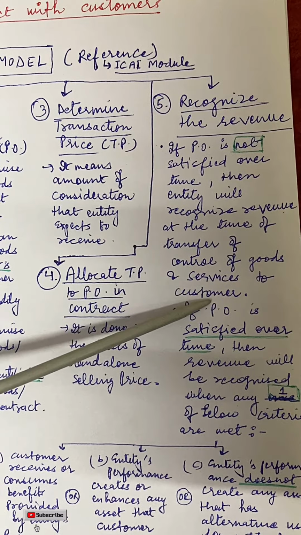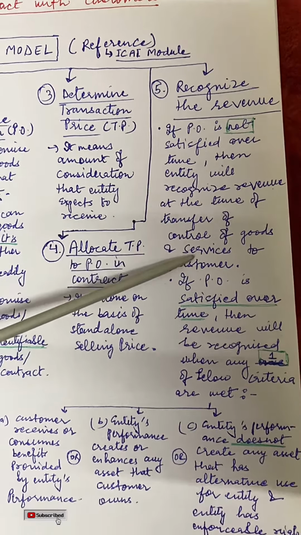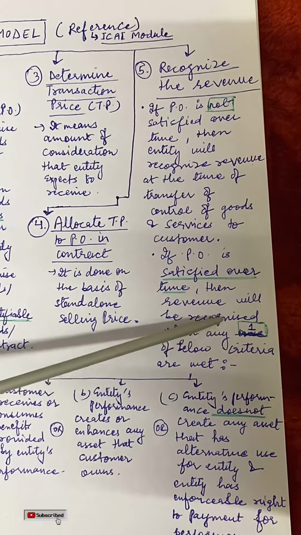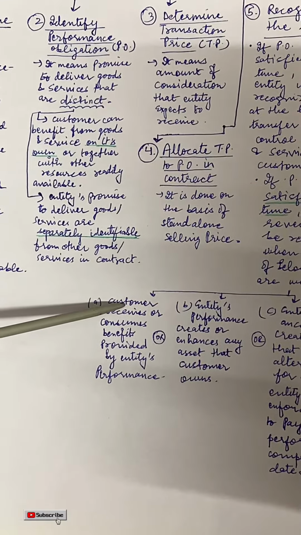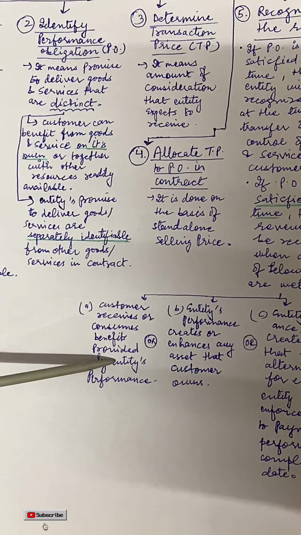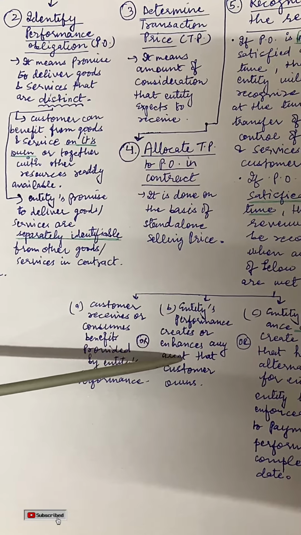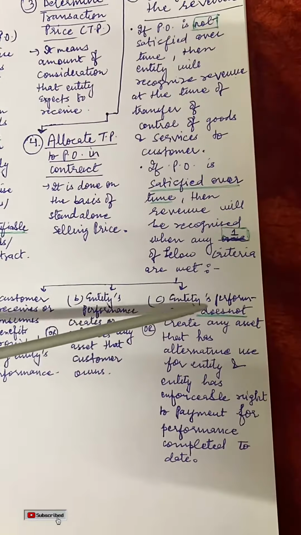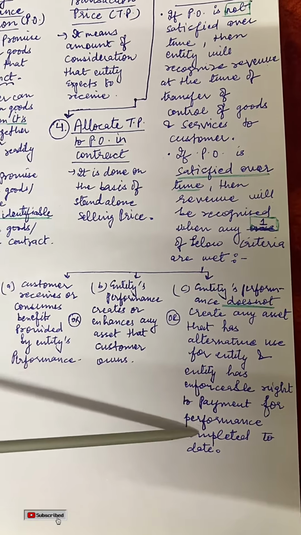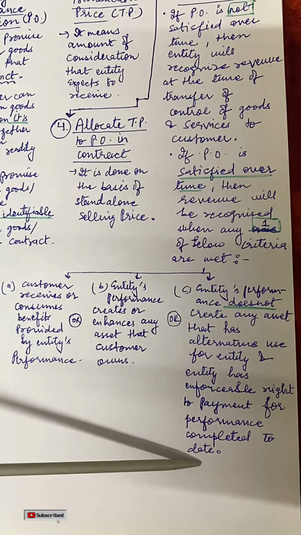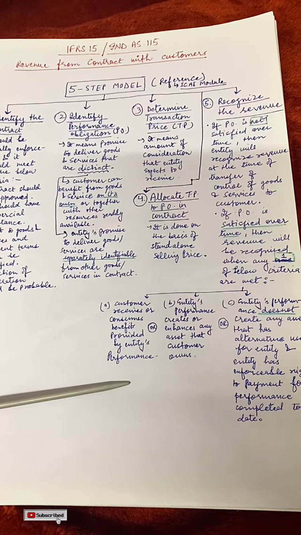If it is satisfied over the period of time, then there are 3 conditions for recognizing the revenue. If any one condition is fulfilled, then the revenue will be recognized. Any one of them needs to be fulfilled. Number 1, customer receives or consumes benefit provided by the entity's performance. Or number 2, entity's performance creates or enhances any asset that customer owns. And number 3, entity's performance does not create any asset that has alternative use for them, and they should have legally enforceable right to payment till the date of performance. So this is how we will recognize the revenue.